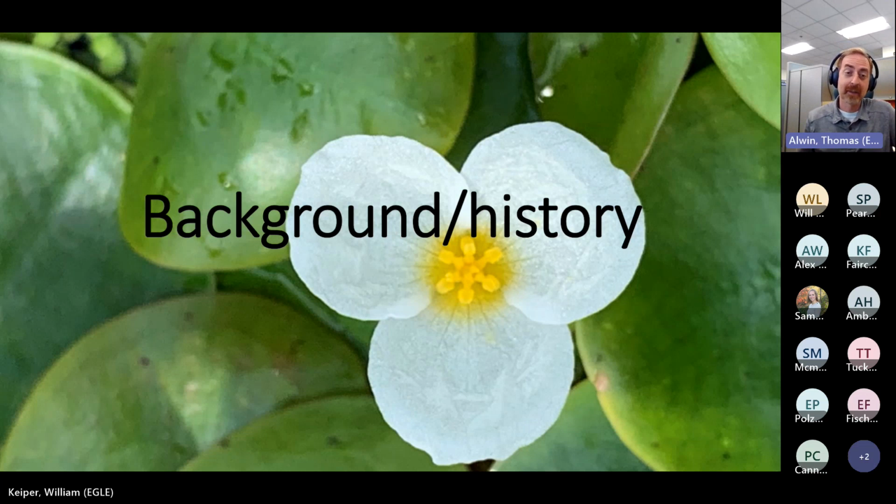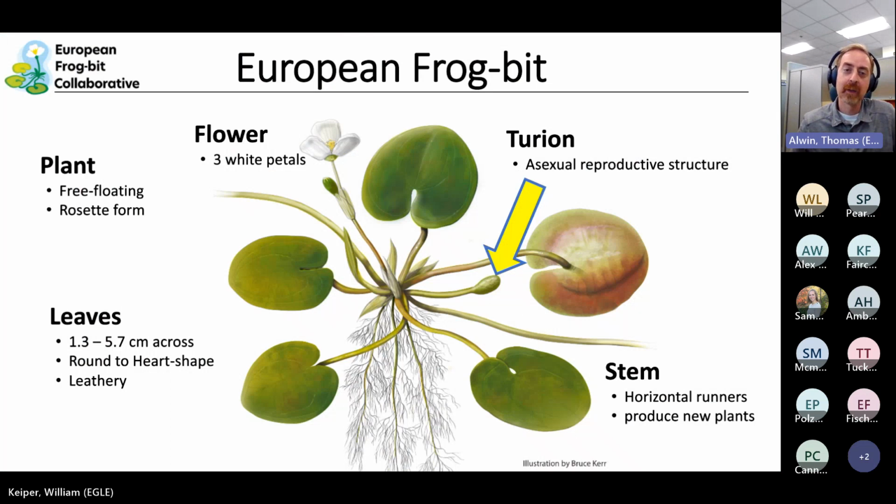Good morning, everybody. My name is Tom Alwyn. I work for Michigan Department of Environment, Great Lakes, and Energy, and most of the work that I am involved in has to do with early detection and response of aquatic plants. So frogbit has been one of those species, and I'm going to talk to you about background and history.